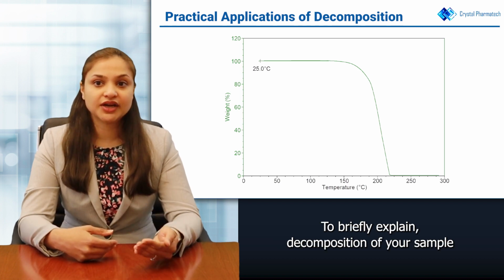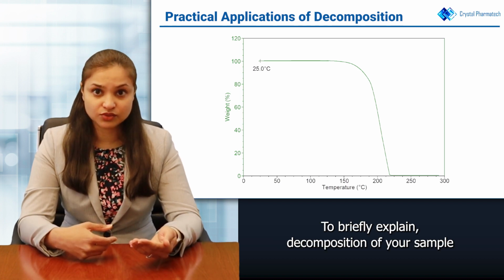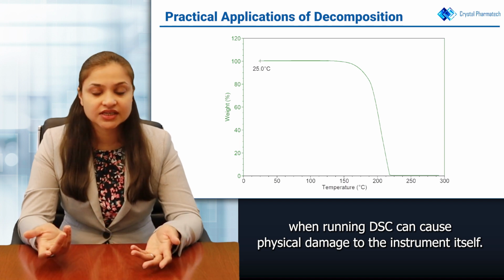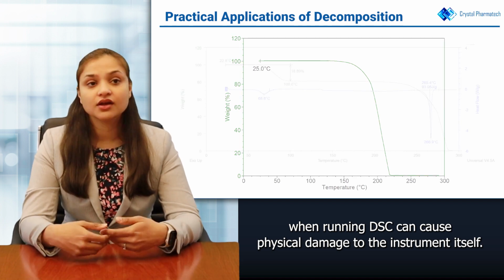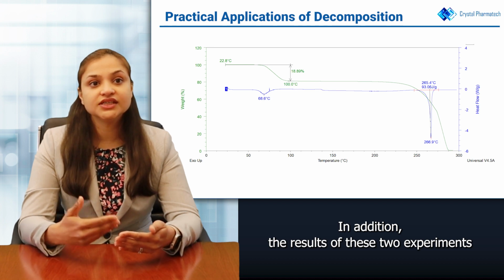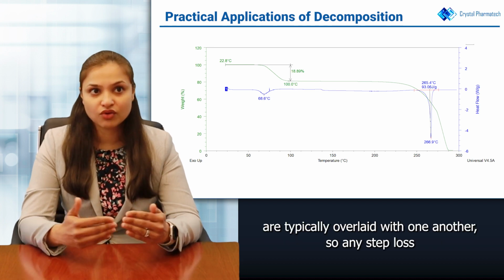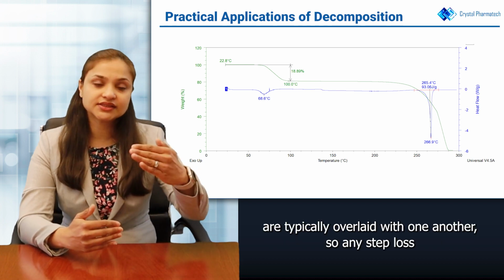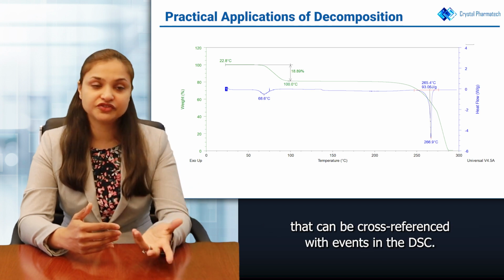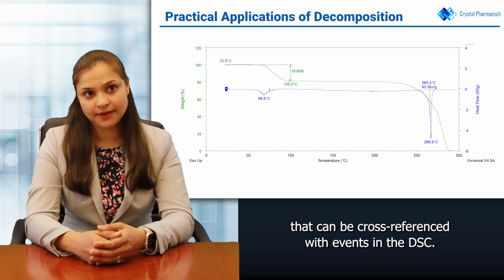To briefly explain, decomposition of your sample when running DSC can cause physical damage to the instrument itself. In addition, the results of these two experiments are typically overlaid with one another, so any step loss can be cross-referenced with events in the DSC.